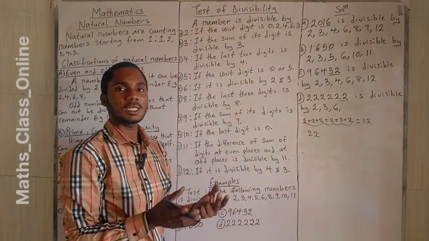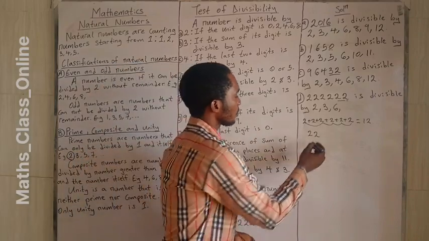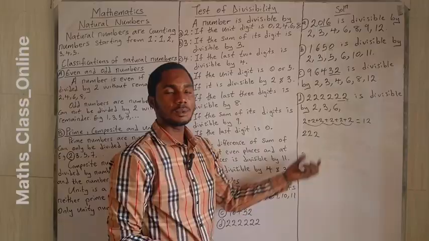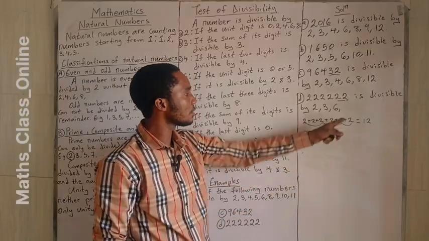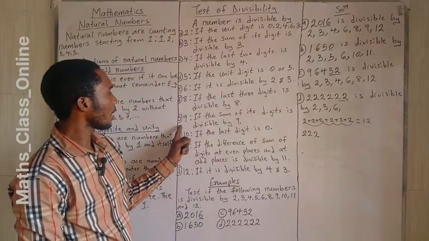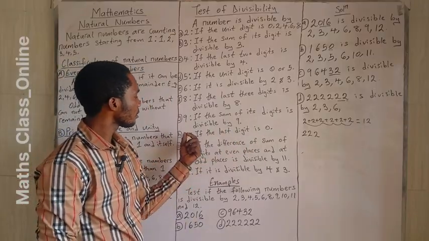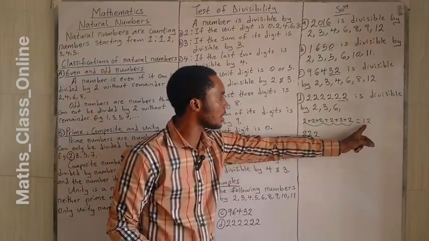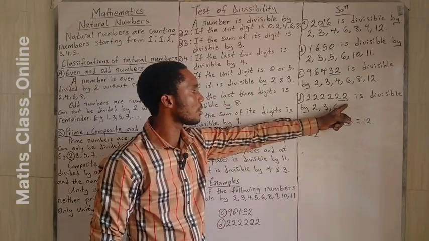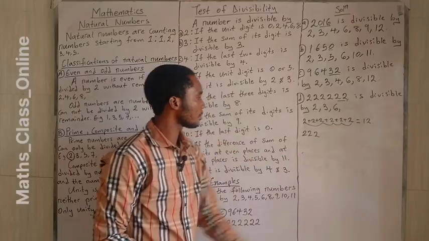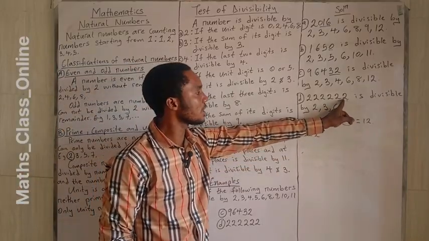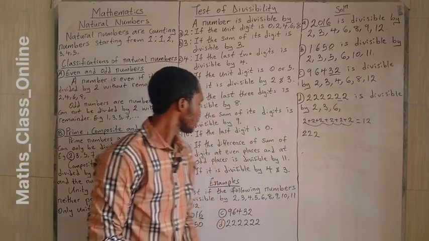And 8, the last three digits. The last three digits here is what? 222. Can 8 divide 222? No, 8 cannot divide this number. That means this number is not divisible by 8. 9. If the sum of the digits is divisible by 9, the sum of the digits is what? 12. Can 9 divide 12? No, this number is not divisible by 9. And 10. The number is not divisible by 10 because the unit digit is not 0.